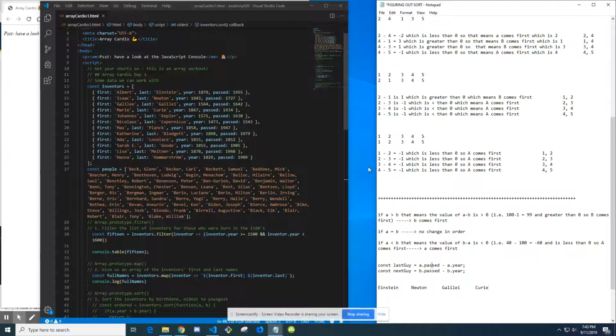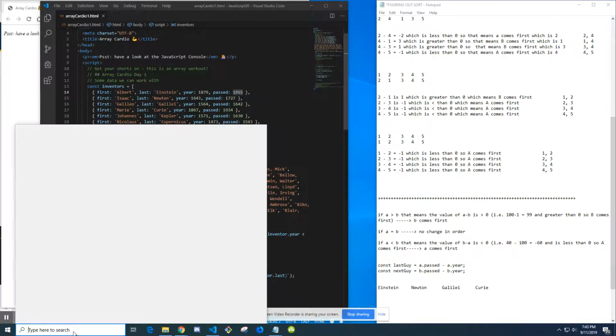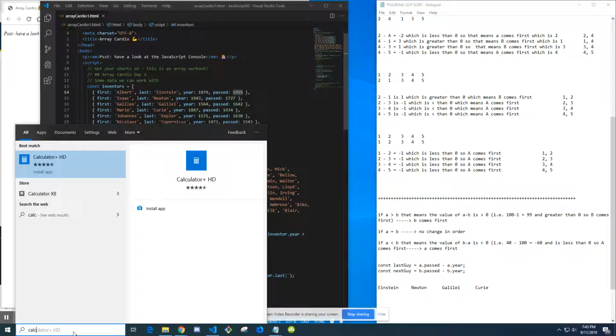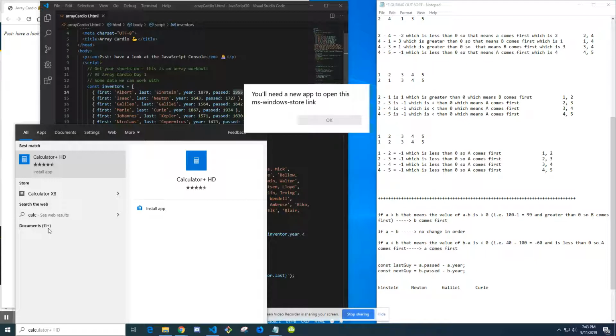So our formula is the year they passed minus the year they were born. So for Einstein, I don't think I have it on here anymore. I'm looking on my calculator on my phone. Let's see if I can pull this up without making me regret it. No, maybe. I just want to see a calculator. I don't want to install something. I just want to see a calculator.